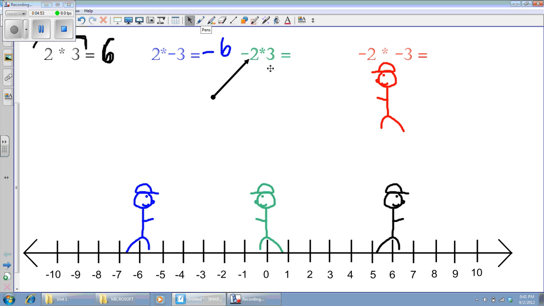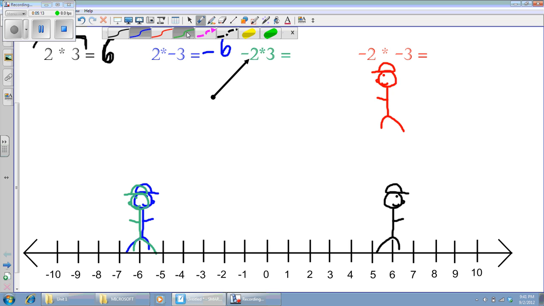Now he's still going to do 3 movements forward, but he's facing the other direction. So I'm going to make him move forward 3 times, twice. 1, 2, 3. 1, 2, 3. And look at that answer. Ends up being -6 as well.